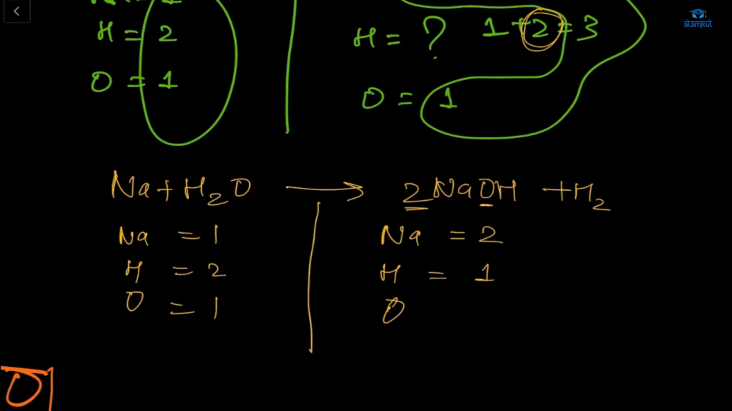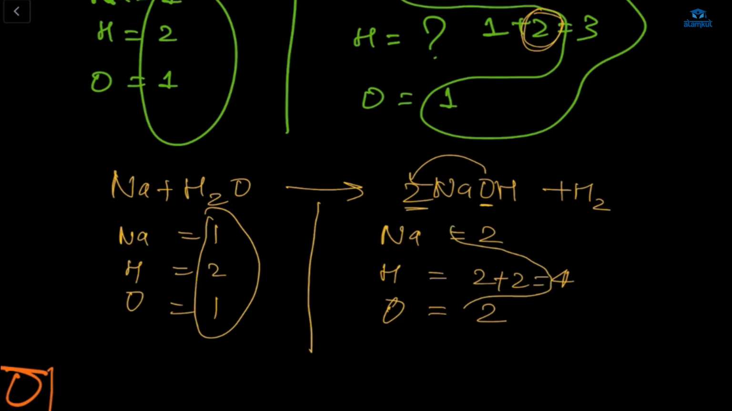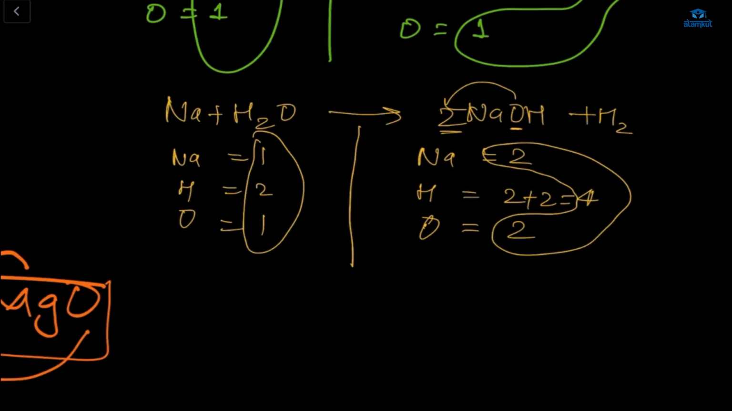Sorry, O will be 2 now. O will be 2, and H will be 2 plus 2, 4. Now it's 1, 2, 1 here and 2, 4, 2 here. This is also not balanced. Now it's getting complex, right? Now what to do? Now it's easy. If we multiply this 1 with 2 and this 2 with 2 and 1 with 2, then we will get 2, 4, 2 and here also 2, 4, 2. Correct? We will get, right?